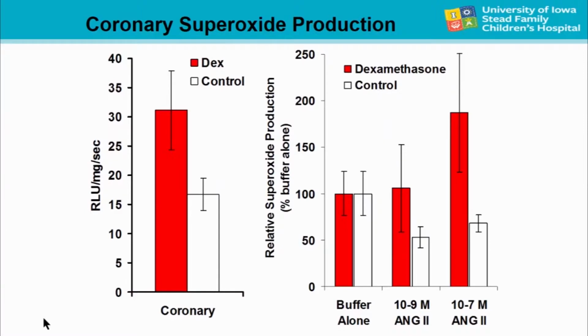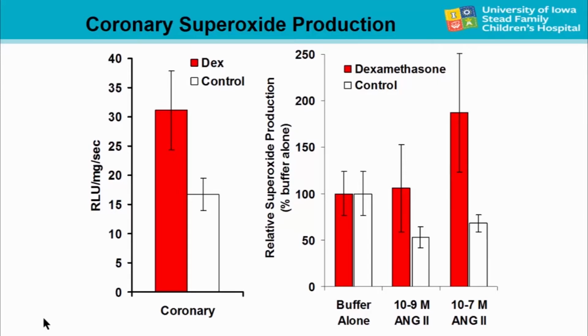And then looking at mechanisms, we knew from studies that were ongoing that one of the major downstream mediators of angiotensin-induced hypertension or vasoconstriction was superoxide production. So we're looking at superoxide production by lucigenin-enhanced chemiluminescence. This is on a scale of relative light units produced per milligram vessel per second. And you can see the dex-exposed vessels, even at baseline, produced almost twice as much superoxide as the control vessels did.